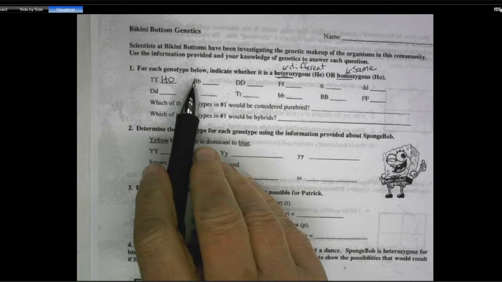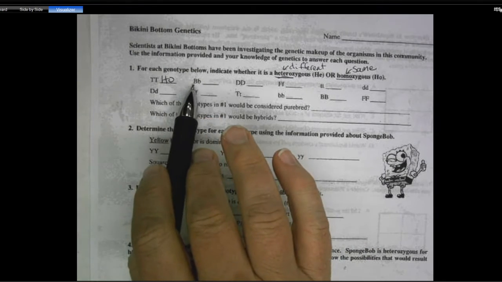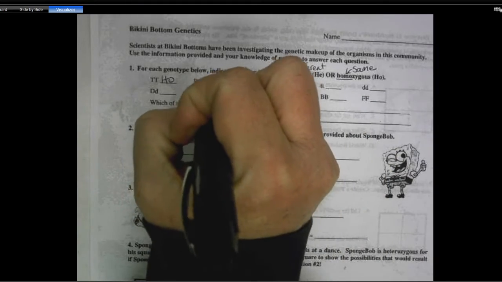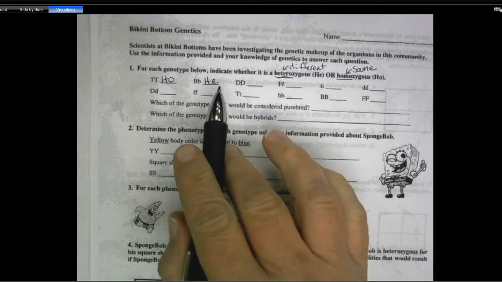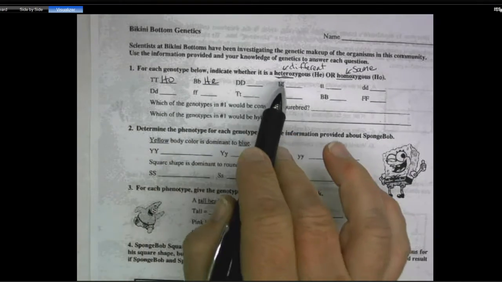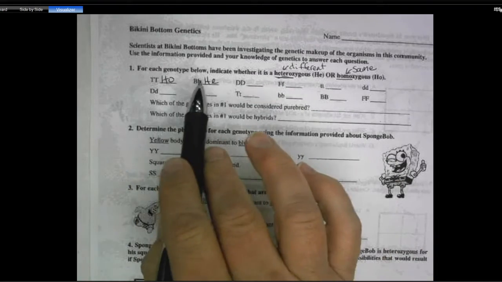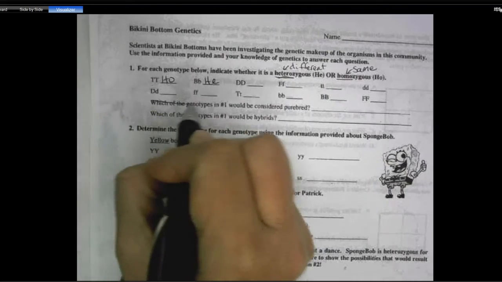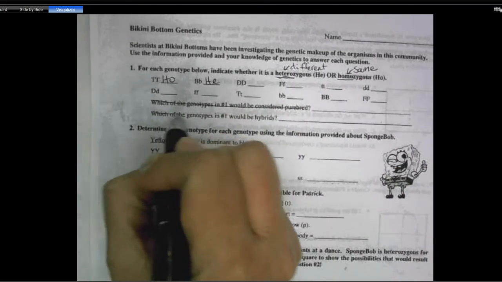And then as you can see here, because the T's are the same, here we have an uppercase B and a lowercase b. This would be our heterozygous. So we would put HE. So you're going to type into each of these and tell me for each of these genotypes, are they homozygous, HO, or heterozygous, HE, okay? And as you can see, these questions are crossed off.